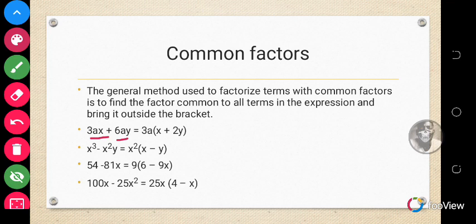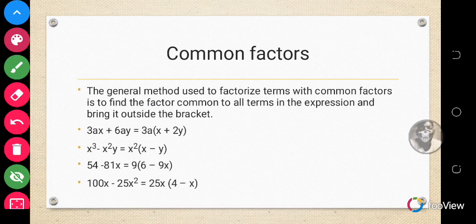Now you realize that 3a is a common factor because 3a can go into itself, 3a, and 3a can go into 6a. So what we have here is 3a comes outside, and then what is left stays inside. So when 3a goes outside, we will be having x, and then we will have 2y. So that is what we have here. It has been factorized directly. So you realize that when you expand this, you are going to get this.